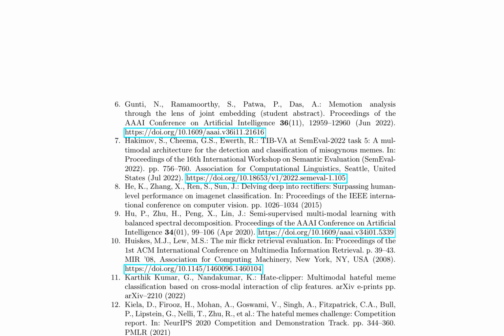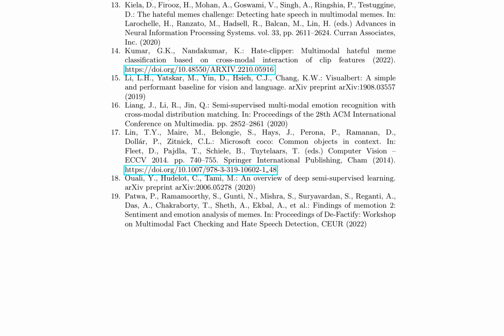The findings of Memotion 2, a workshop on multimodal fact-checking and hate speech detection, are also discussed in the paper. This workshop aims to advance the state-of-the-art in multimodal fact-checking and hate speech detection by providing a platform for researchers to share their work and collaborate on new methodologies. The paper concludes by emphasizing the importance of identifying and classifying hateful memes to ensure a safer online environment. It highlights the potential of the proposed approach, SemiMemes, in mitigating the difficulties of the annotation process and leveraging the vast amount of unlabeled memes on the Internet.